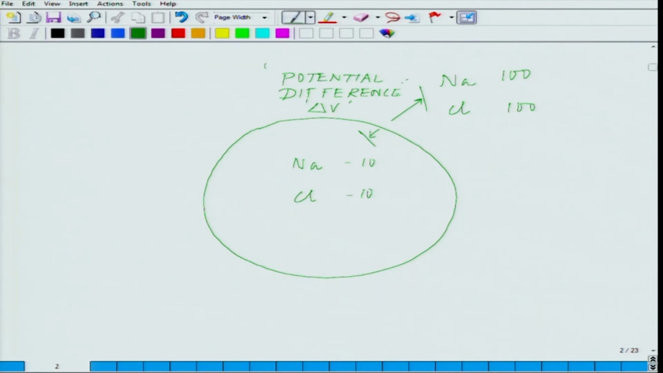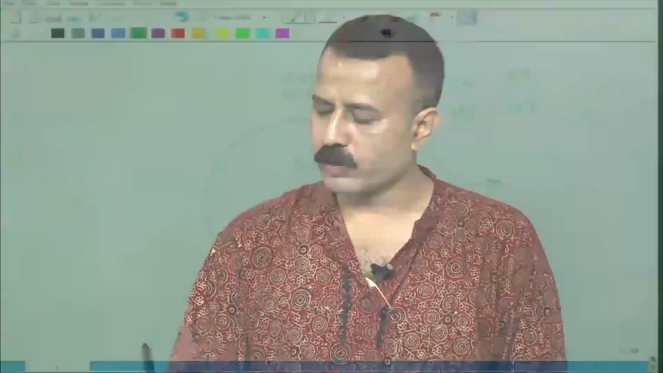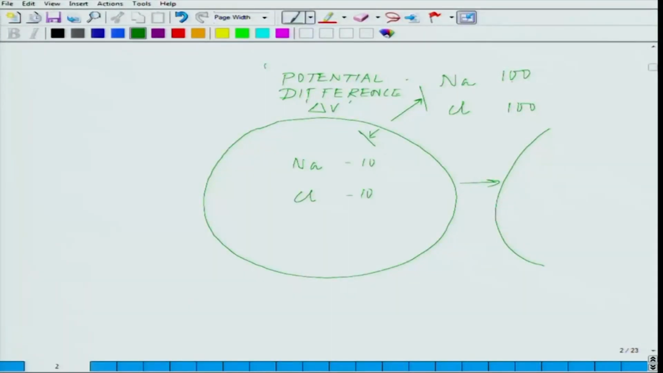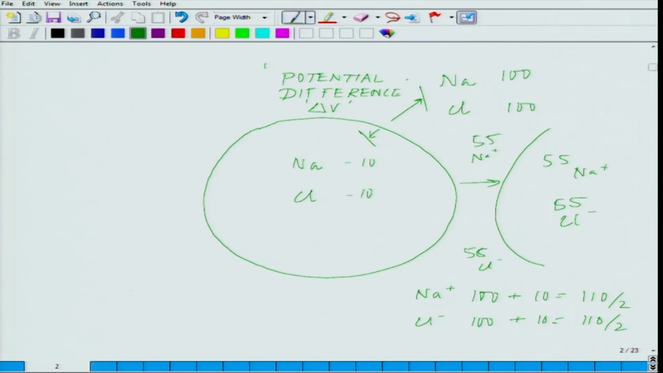In a normal condition, if this membrane is non-selective, it allows free diffusion to take place. After a point of time, if you add up 100 plus 10, that makes 110, and the same for chloride, 100 plus 10, 110, divided by 2. Eventually it will become 55 for sodium and 55 for chloride, if free diffusion is permitted.